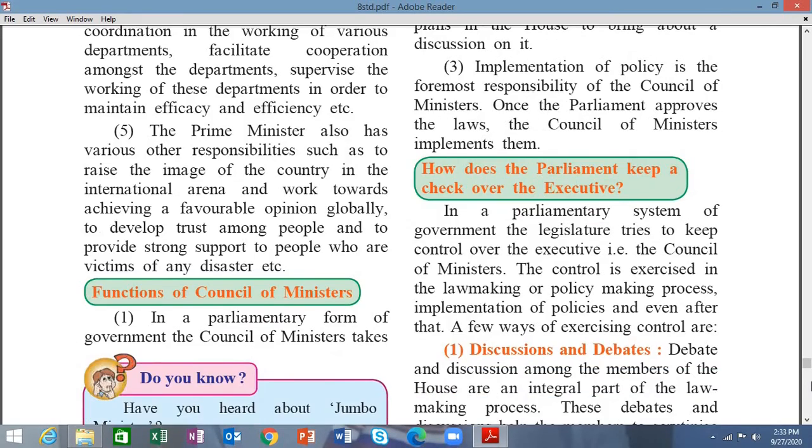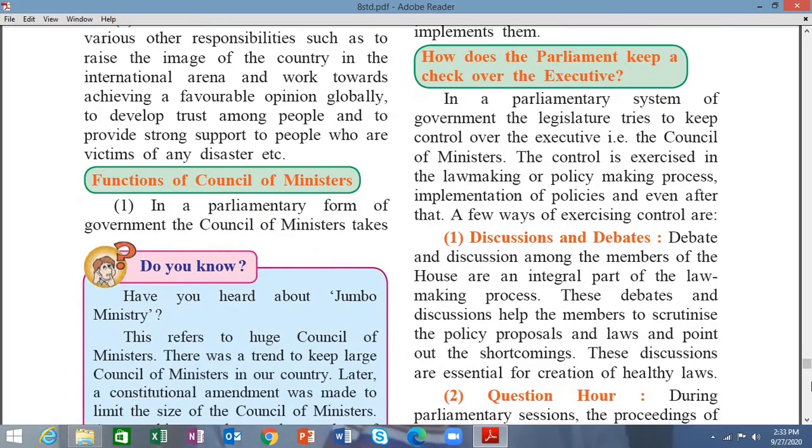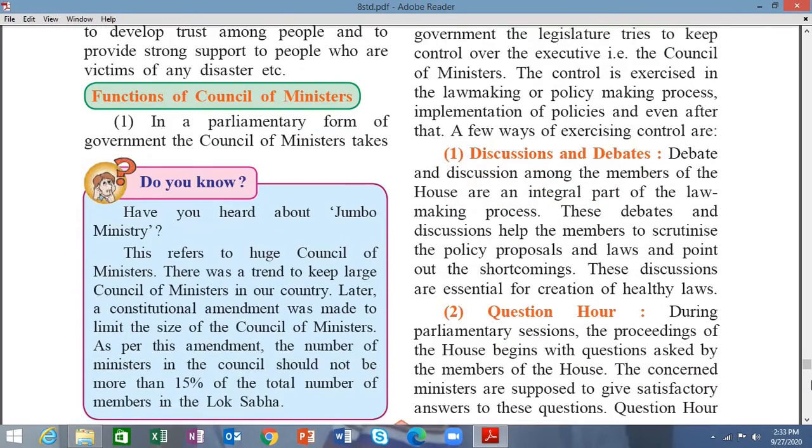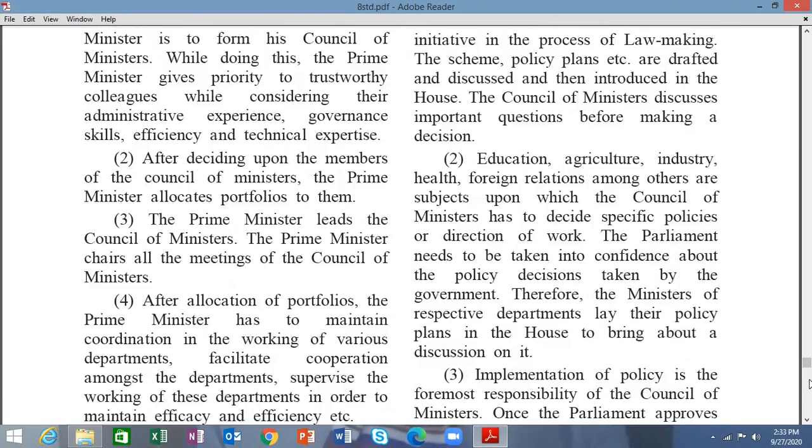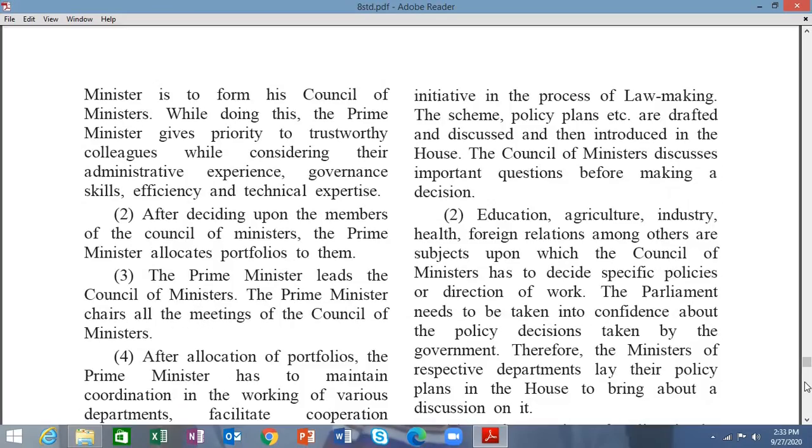Now, my dear students, in this second part we will see what are the functions of the Council of Ministers. The functions of the Council of Ministers are very simple. Lawmaking process. The schemes and the policies have to be implemented. They have to be drafted. They have to be discussed. And after discussion, they have to come to a conclusion, or they have to take a decision.